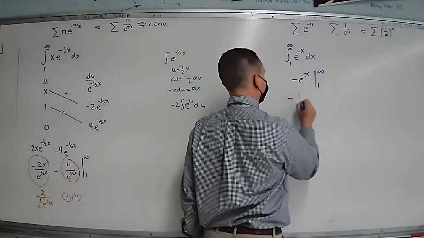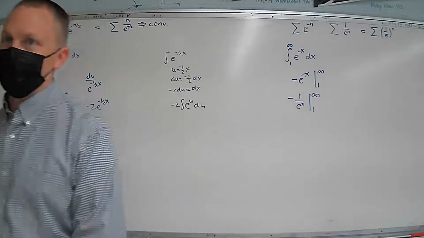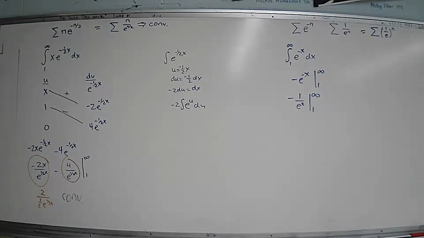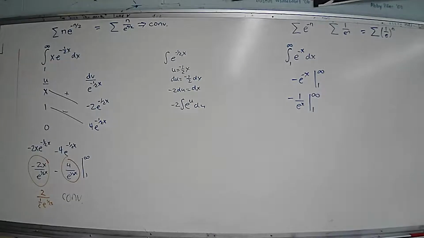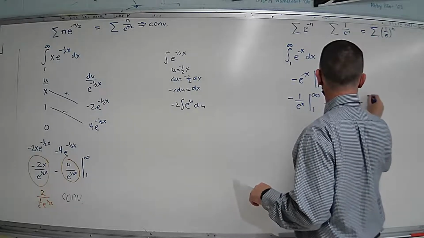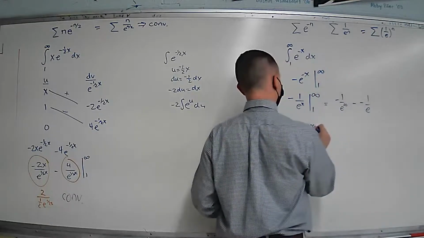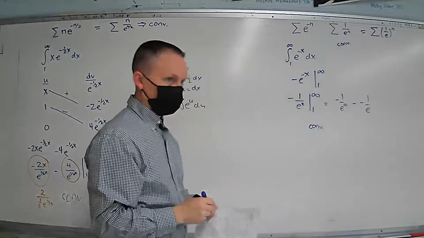Which, it's always better to write it like this, friendies. It's always better to write that as a fraction, not as negative exponents, but write them stacked. So, as x goes to infinity, is that going to converge or diverge? Converges, right? I mean, this is negative 1 over e to the infinity minus negative 1 over e. Converges. Therefore, the series converges by the integral test.